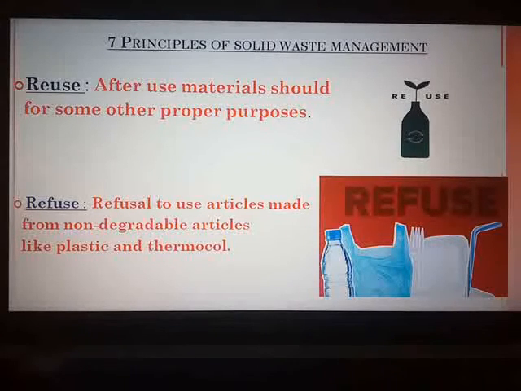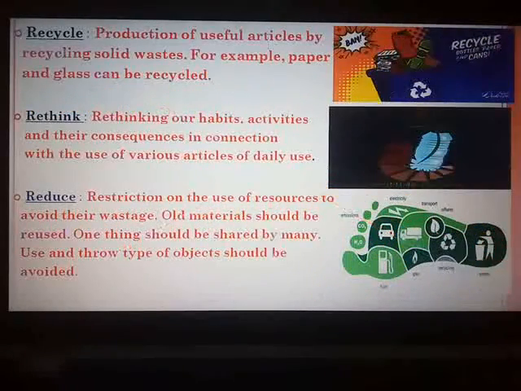Refuse. Refuse to what? Refuse to use the articles which are made from non-degradable materials like plastic and thermocol, because we have seen how much time is required for degradation: lakhs and lakhs of years for plastic and thermocol to get degraded. The next is recycle. There are certain articles which can be produced from the recycling of solid wastes. For example, paper and glass can be recycled and used.